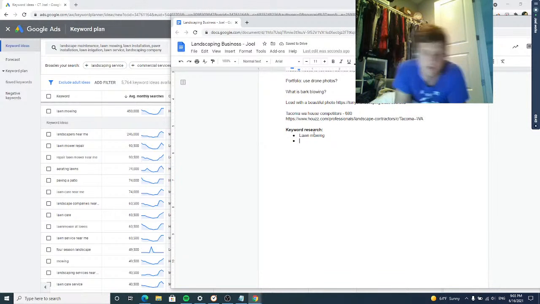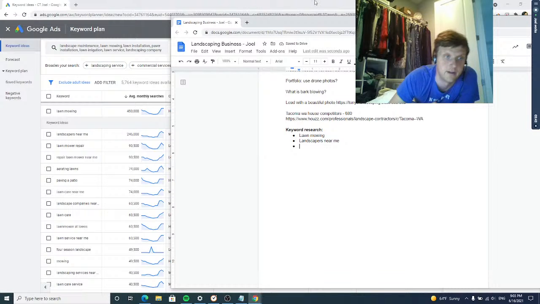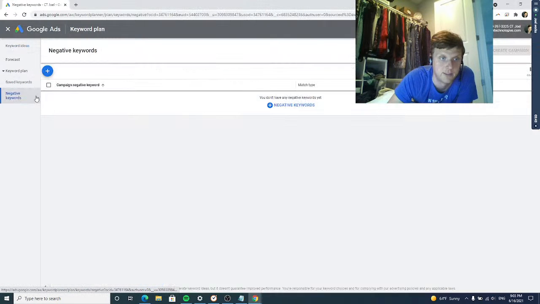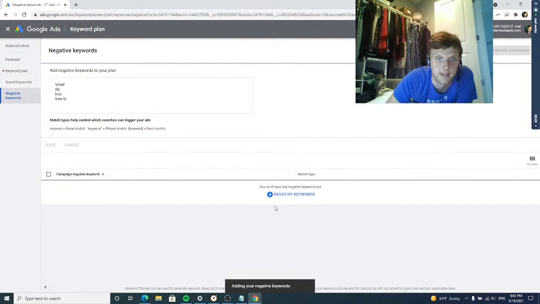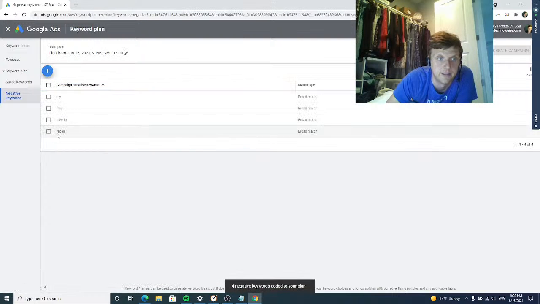Obviously, landscapers near me is a great fit. We're definitely not lawnmower repair. That actually might be a negative keyword for us to add in here. So I'm going to add in repair. I'm just going to add in DIY and free here, or how to. Those are keywords that we are not going to be wanting to have. So we added those on.